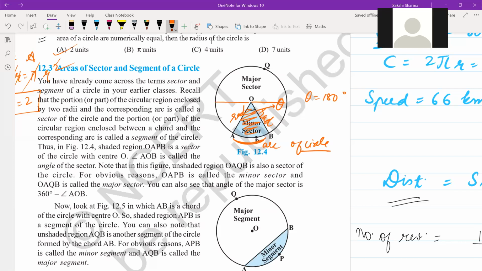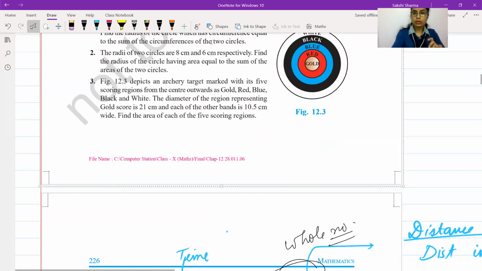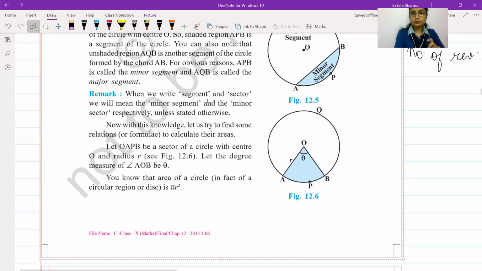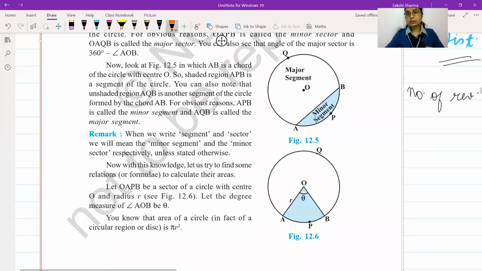Yes, ma'am. Okay. Then further, we have a segment of a circle. The segment of a circle is formed when you draw a chord. When you draw a chord, the area of the circle gets divided into 2 parts. One area includes the center, the other one doesn't. Simply stating, आपने circle draw किया, circle में आपने chord draw की है. This is your chord. This chord divides the area of the circle into 2 parts. One part contains the center, as you can see. The other part does not contain the center.